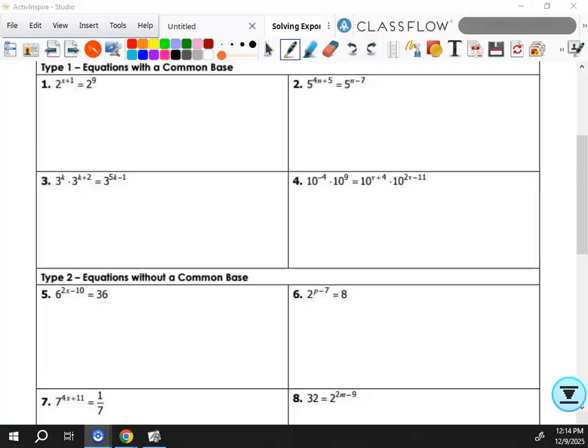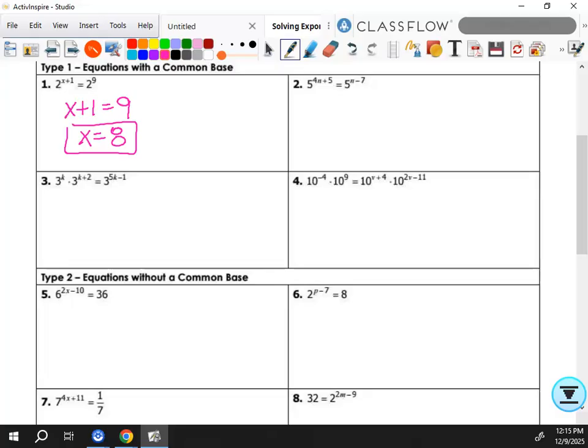I have 2 to the x plus 1 equals 2 to the 9th. If you have a single exponential on either side of the equal sign, then you can drop the bases, which is 2, and set the exponents equal to each other. So x plus 1 equals 9. So x equals 8. And if we substituted 8 back in, that'd give me 2 to the 9th equals 2 to the 9th, and hopefully that makes sense. That's why you get to just drop the bases. There's a one-to-one property that allows you to do that.